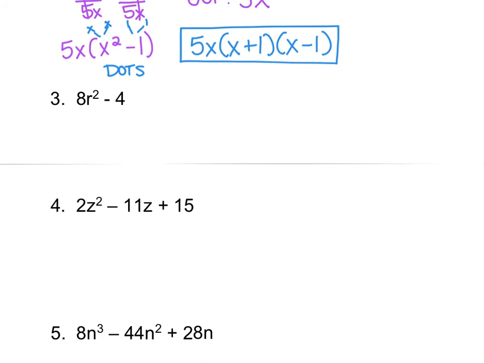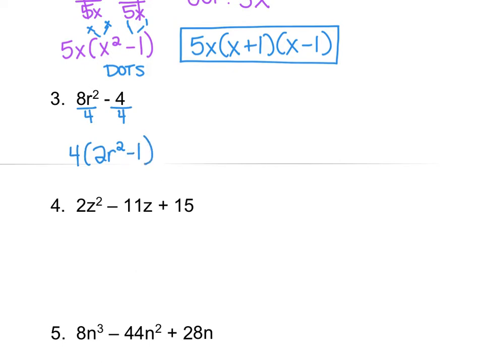Okay, moving on to number 3. We can see here that we could factor out a 4 from both of these. So I'm going to put that 4 out front, divide everything else. 8 minus 4 is 2. There's nothing with those to divide, those are squared, so they go on my final answer. Negative 4 divided by 4 is negative 1.